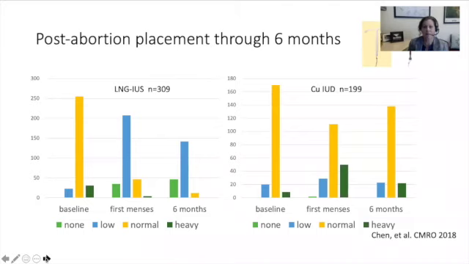First menses was heavy in about 5% of copper IUD users in that middle bar on the right, which improved by 6 months, except for about 10% who had heavier than baseline at that time. And the average abortion-related bleeding days were 8 after IUS placement versus 7 after copper IUD placement in this study.